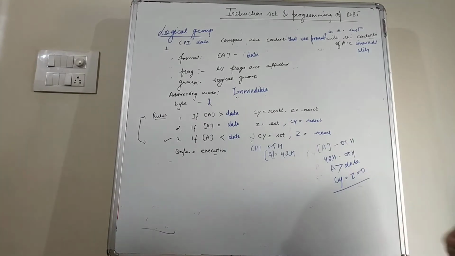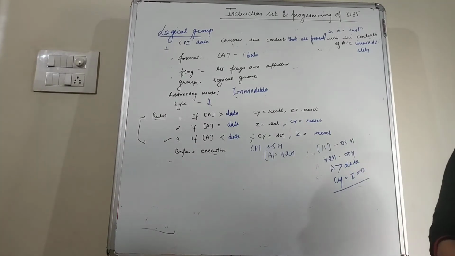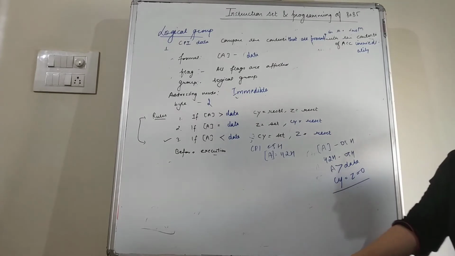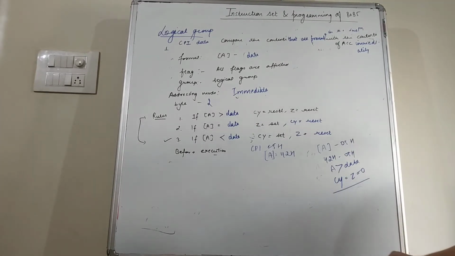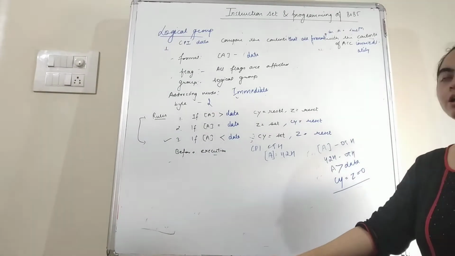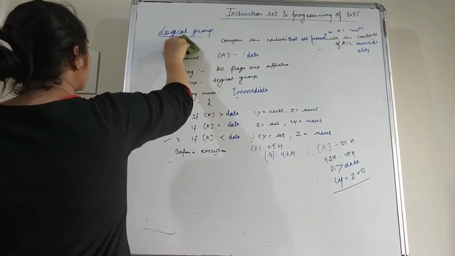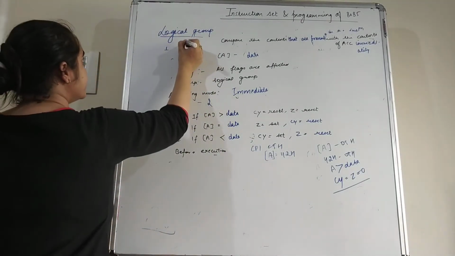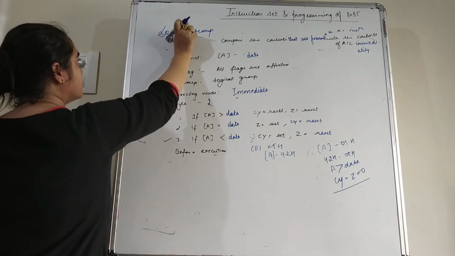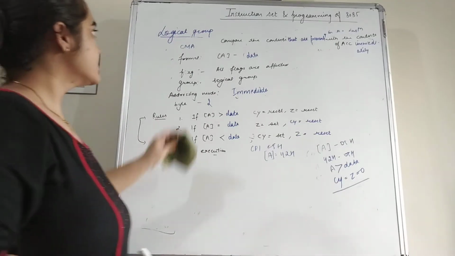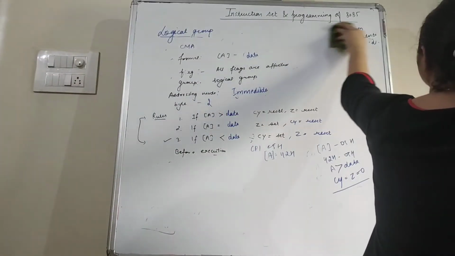So these are the 3 compare instructions to compare the contents of the accumulator either with a register, immediately with data, or with the memory contents pointed to by the HL pair. Now after this we have the instruction CMA. CMA means complement the accumulator.